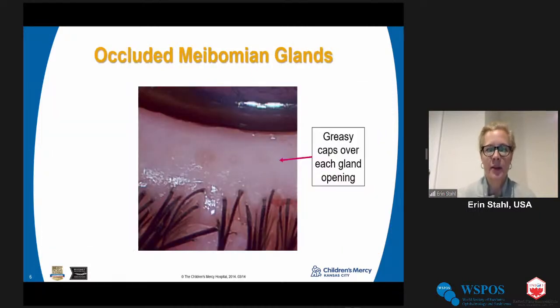Another problem can be if the meibomian glands are just occluded. In children, this is a very small percentage of our BKC kids, which I know is a separate topic. But they get these greasy caps over each gland opening, and it's something I look at on every patient exam. I express glands on almost everyone I see with ocular surface disease, and sometimes you just see this where nothing comes out. No matter how hard you squeeze, nothing comes out, and you can actually see that greasy cap.